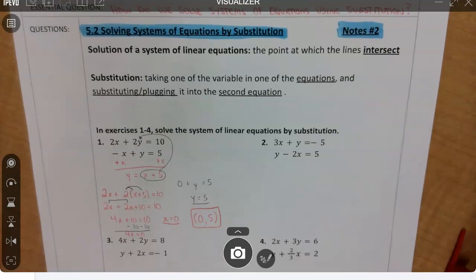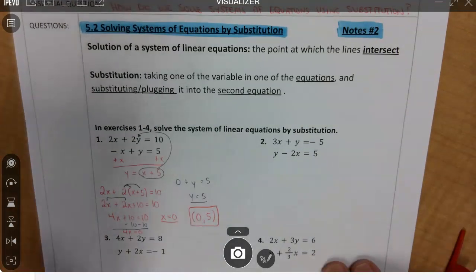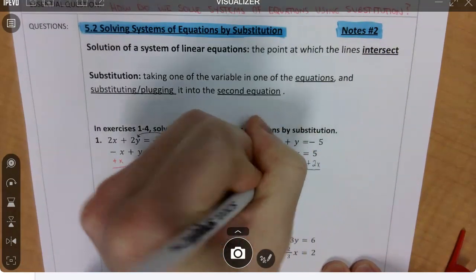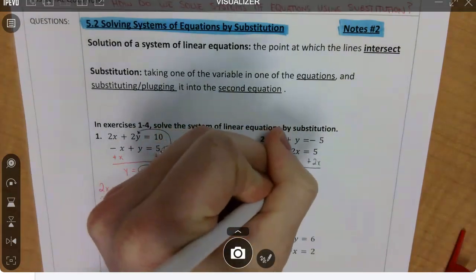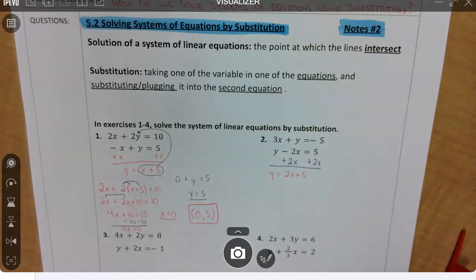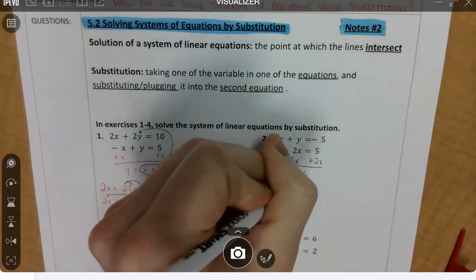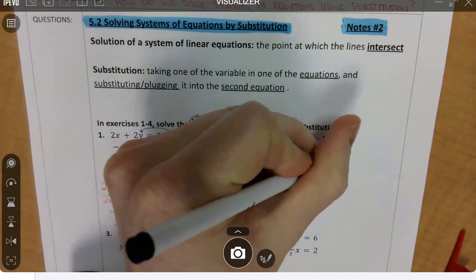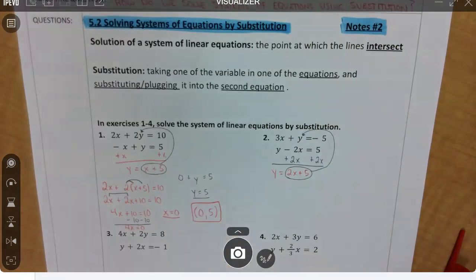And I'd rather work with positive numbers than negative numbers. So the first thing I'm going to do is add the 2x on the left, add the 2x on the right, and now I'm left with y equals 2x plus 5. And again, at that point, I have y isolated, so this right here is what gets substituted in for y in the other equation. So there's my first substitution for this problem.